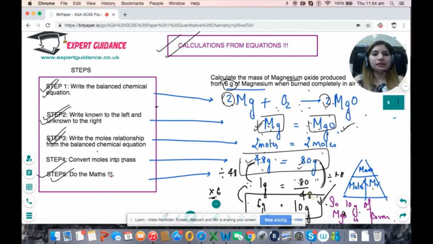I'll again take you through the steps. Write the balanced chemical equation, put known to the left, unknown to the right, write the relationship of moles from the balanced chemical equation, convert the moles into mass, and do the maths.